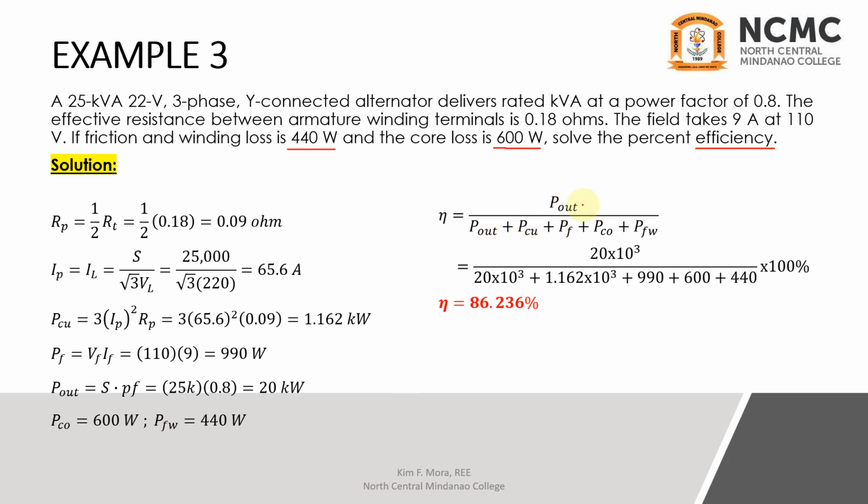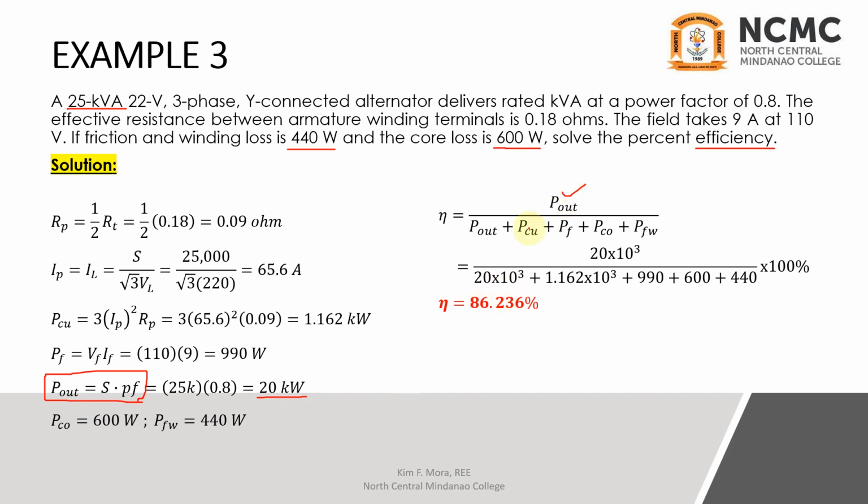So unknown nato is output power. So first is atong isolve si output power. So how do we solve that? So given ta ang apparent power, which is equal to 25 kVA, no? So that is our S. So we already used this formula sa previous nga discussion. So the delivered power is equal to the apparent power multiplied by our power factor. So dali ra kayo, 25K multiplied by 0.8, that is 20 kilowatts. So dali ra kayo, nakuha na si P out.